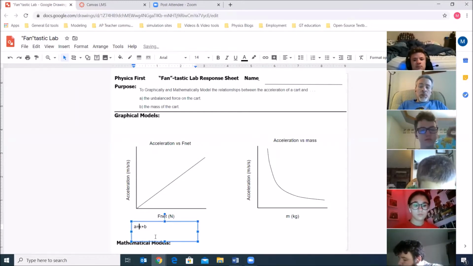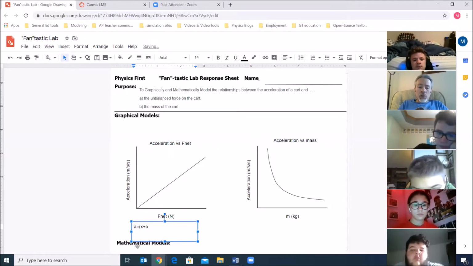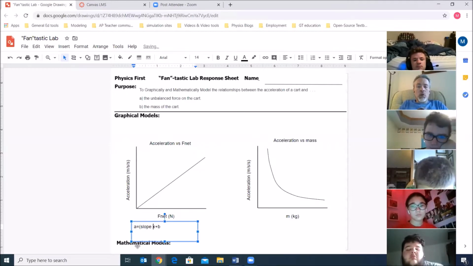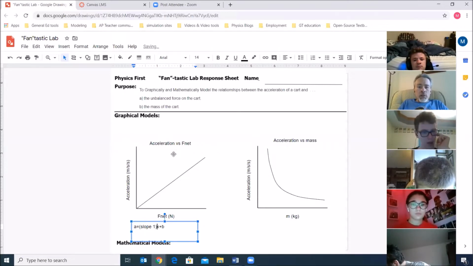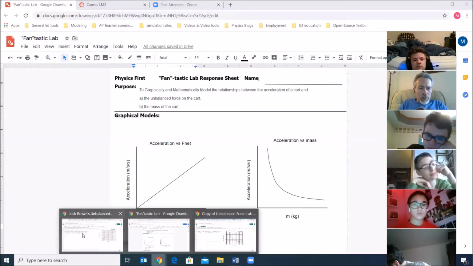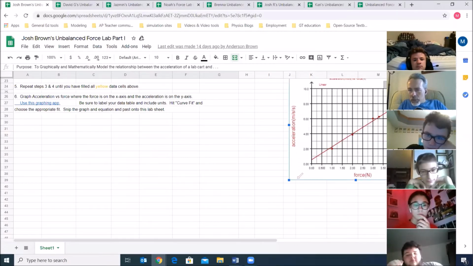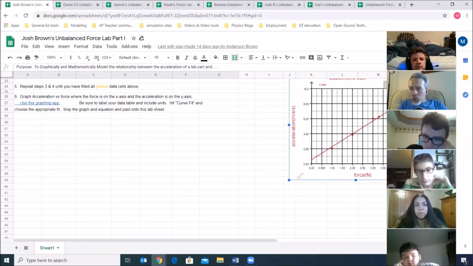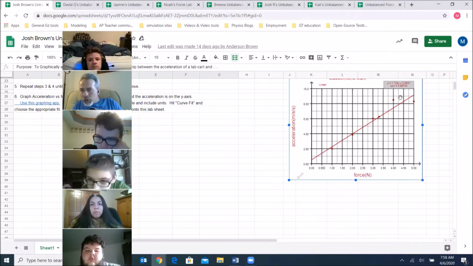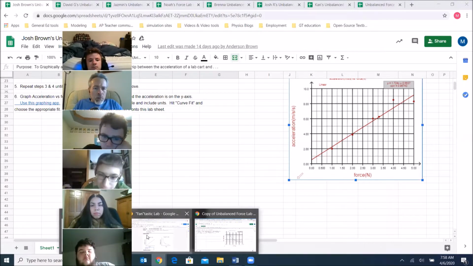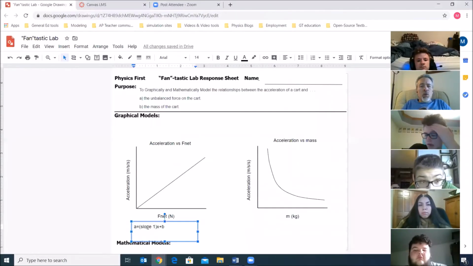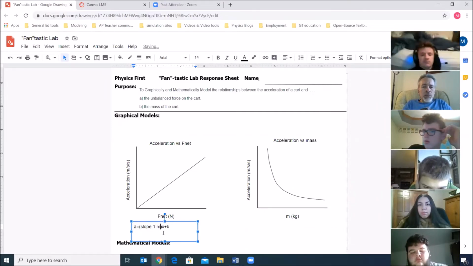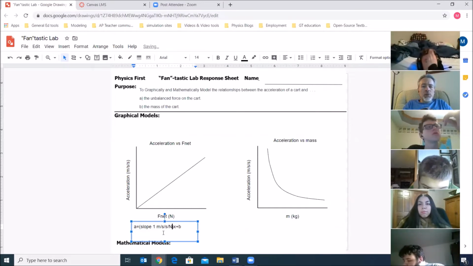Instead of m, you need to put your actual number in, so whatever your slope was. I'm going to call it slope 1. For instance, if I were, let's see, Josh Brown, your slope, it looks like, is 1.724. So if I was Josh Brown, I would put in my slope to be 1.724. We also need units, and the units would be meters per second divided by newtons.